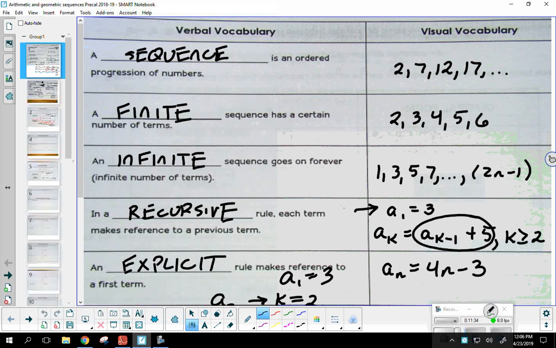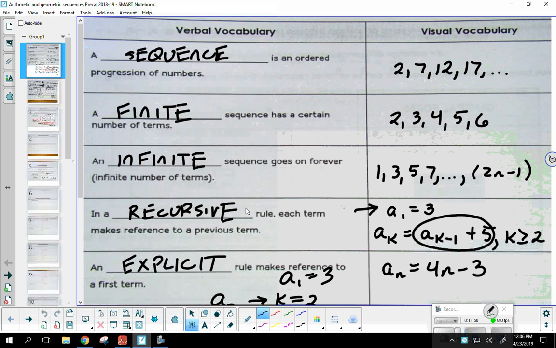So we said yesterday a sequence is an ordered progression of numbers. You know it's arithmetic if you're going to add the same value over and over again. You know it's geometric if you're going to multiply by the same value over and over again. And we had two different types of formulas. We called them recursive and explicit. Which one did we prefer?